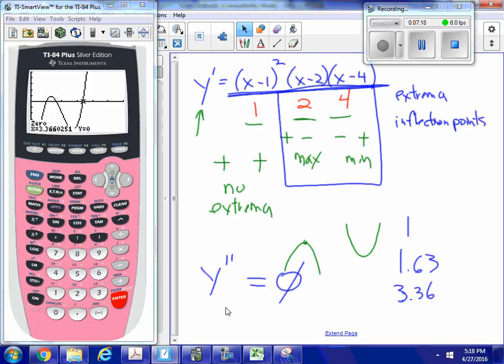I know it for a fact because that's the graph of my second derivative. Inflection points happen where there are zeros and where the sign of the second derivative changes from negative to positive. So using the calculator on this problem really made this a whole lot easier.